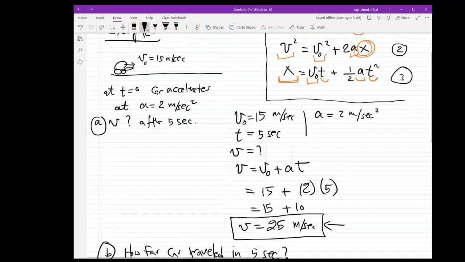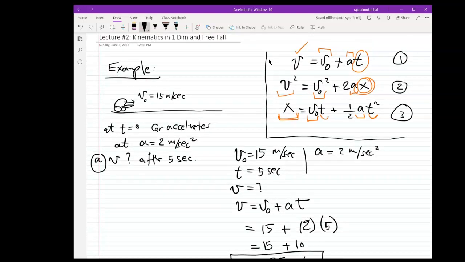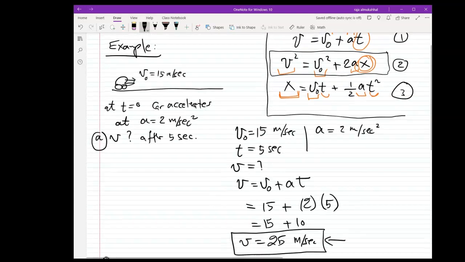Well, again, we go back to the kinematic equations. Which one would you like? I can use equation number 2 and solve for x, or I can use equation number 3 directly and just plug it in. Would I get the same answer? Absolutely. Let me show you. So let's use both of them, okay? I want to show you both of them, and show you that you will get the same answer anyway.